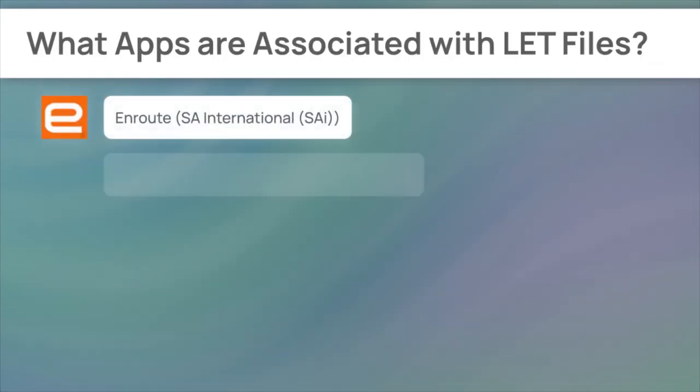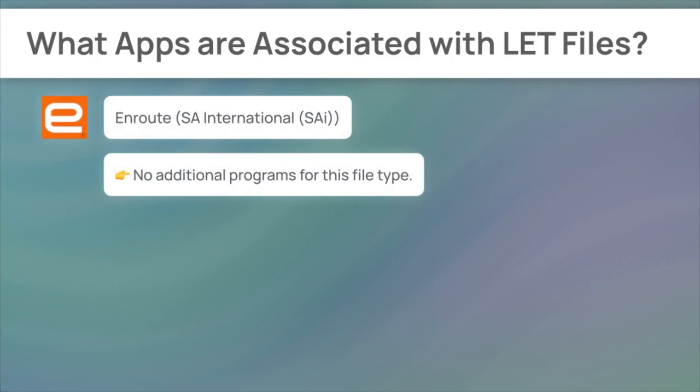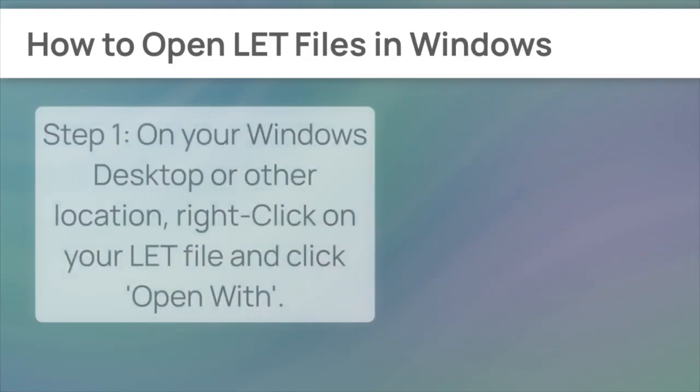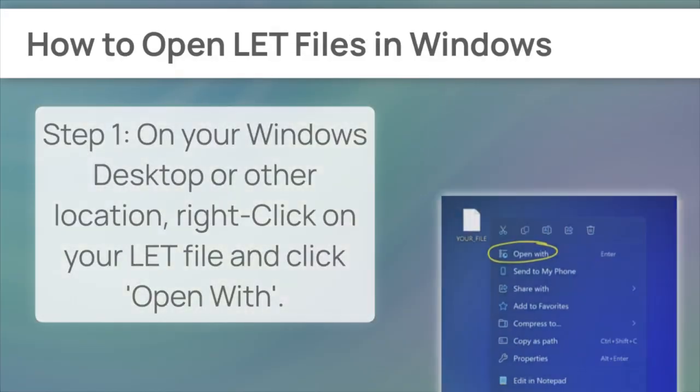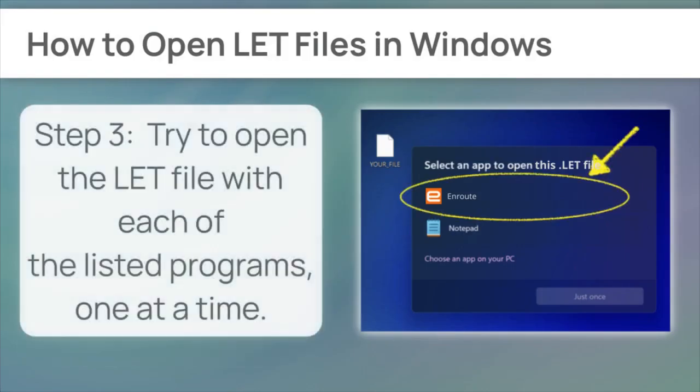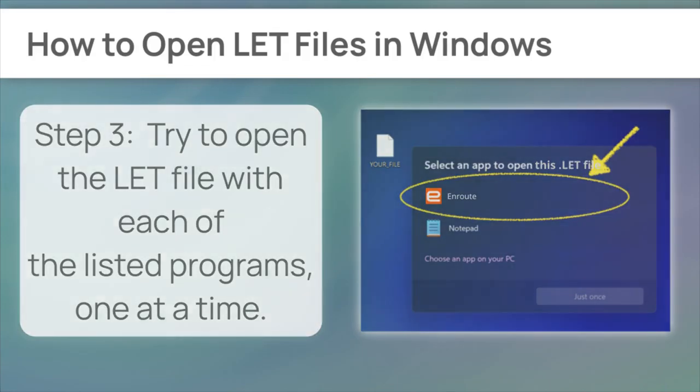For viewing and interaction, LET is most commonly opened via Enroute from SA International, SAI. Standard Windows programs often fail to correctly display all layers of the document. Windows can show simple previews, but detailed editing must be done in supported document tools. Go to the file and right-click your LET file, then click Open With. Prioritize Enroute if you see it. If not, select any program on the list. A little trial and error is expected here.